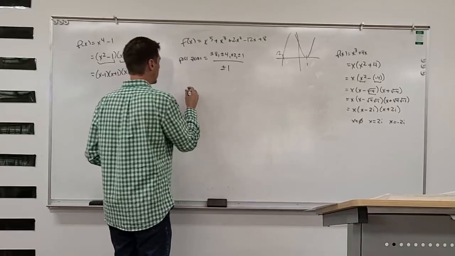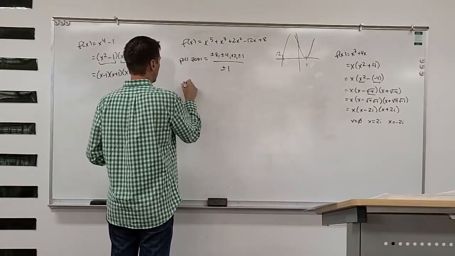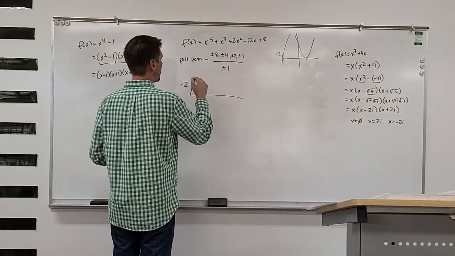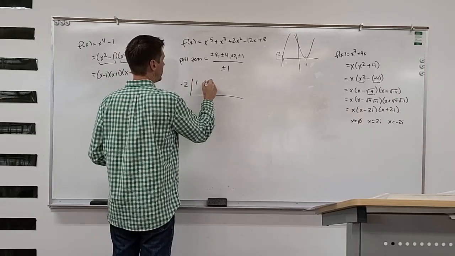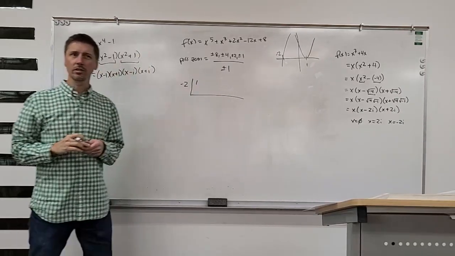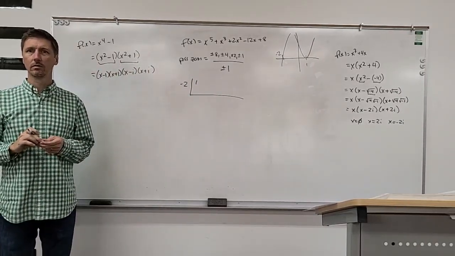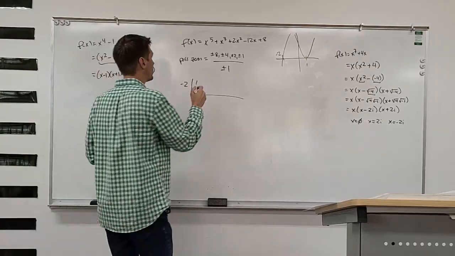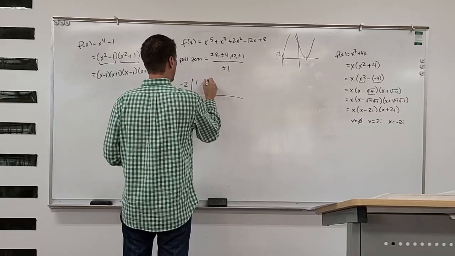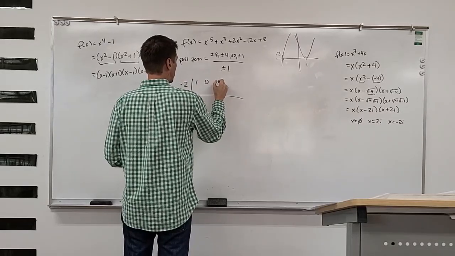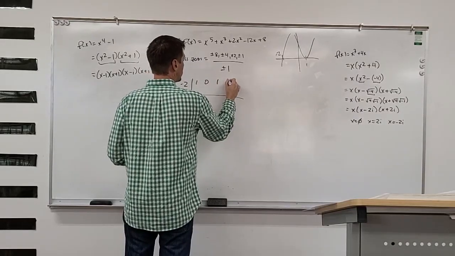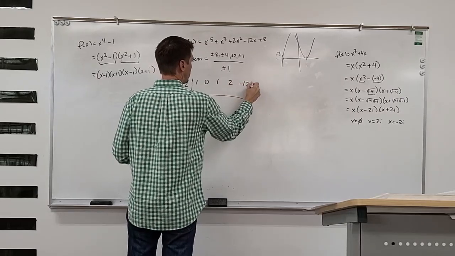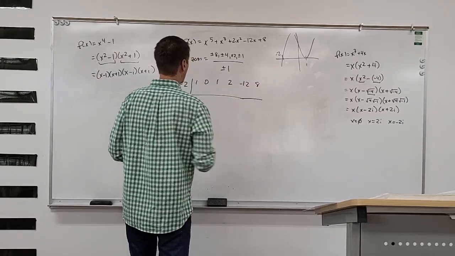So let's start with negative 2. And when we do negative 2, we got 1. Why are we having to do synthetic division? To break it down into smaller parts, right? So we can keep factoring. So that's why we're doing synthetic division. So we've got a 0 here for the fourth term, 1, 2, negative 12, 8.